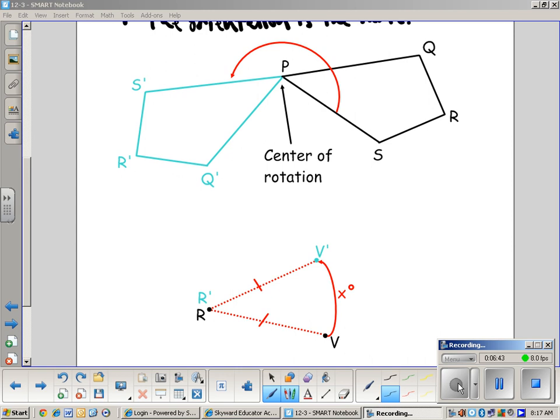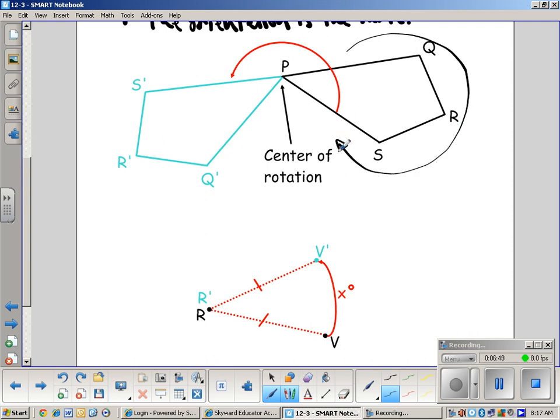that last statement I said, the orientation is the same. Let's look at this. We say PQRS. We're going clockwise, aren't we? When we come over here, P, Q prime, R prime, S prime is still clockwise. So when you perform a rotation, the orientation won't change. Okay, nothing flips over. So orientation will remain the same.